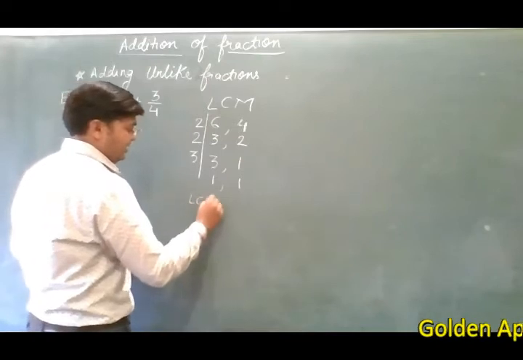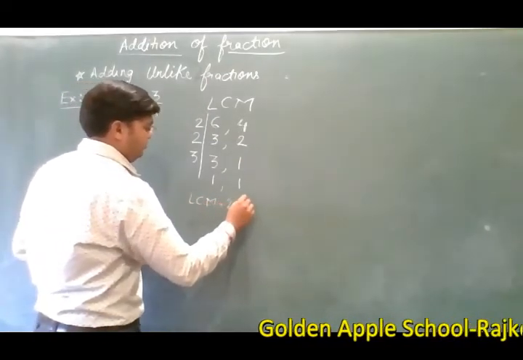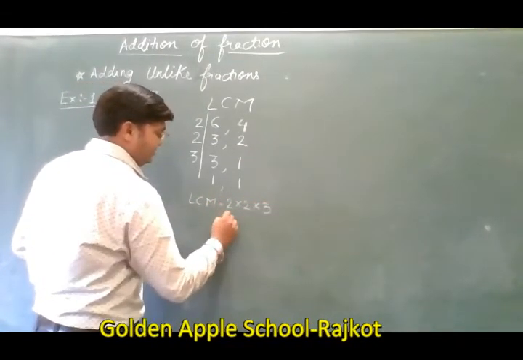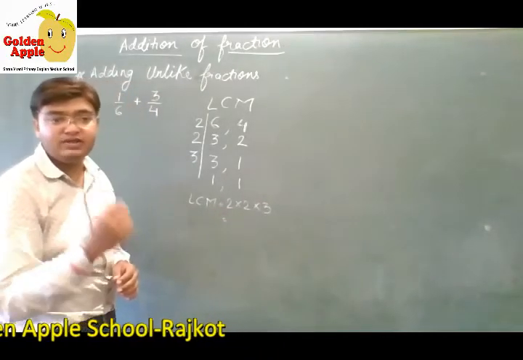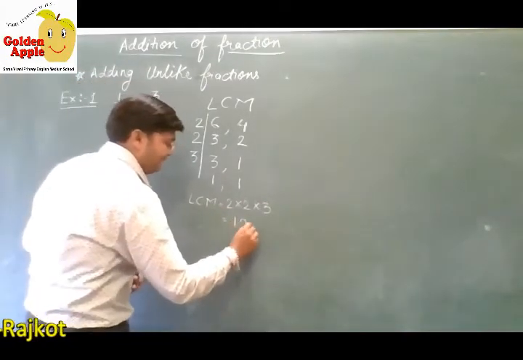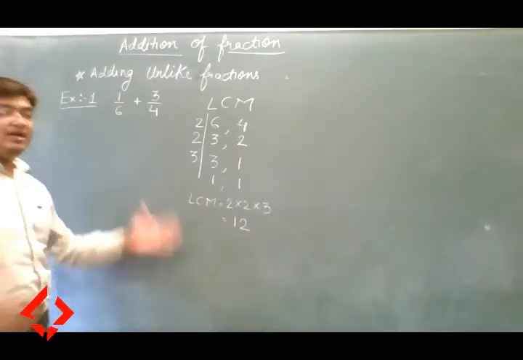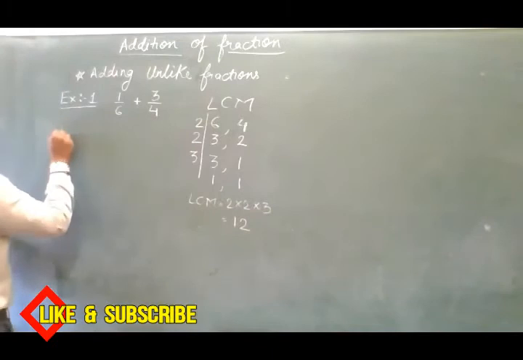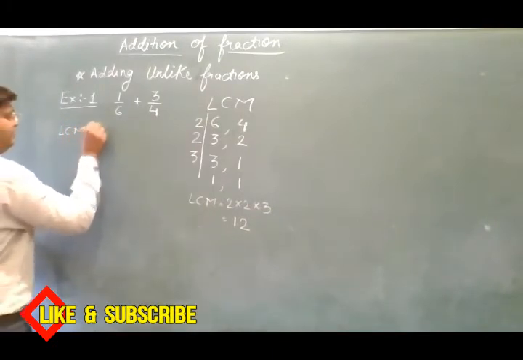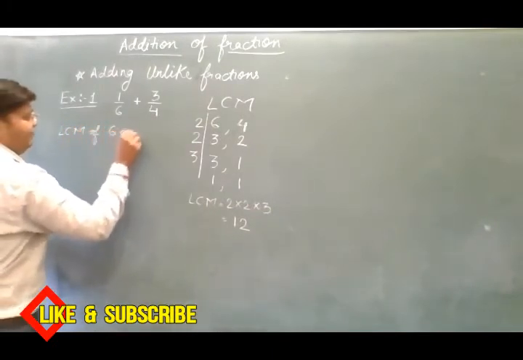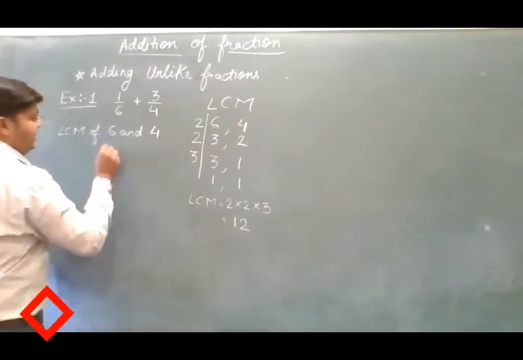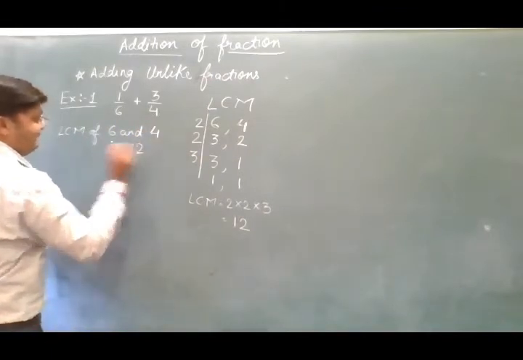So now LCM equals 2 into 2 into 3. That means 2 twos are 4 and 4 threes are 12. So here we found the LCM, and that LCM is 12. After finding the LCM, we write the statement that the LCM of 6 and 4 is 12.